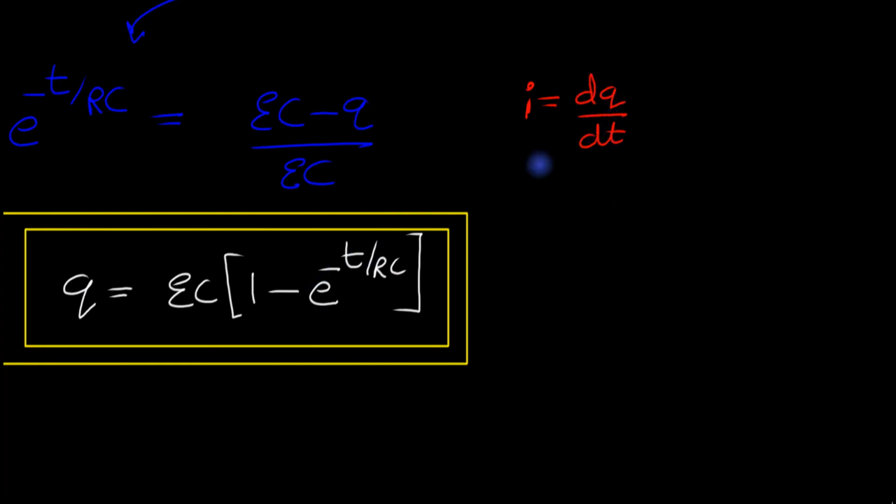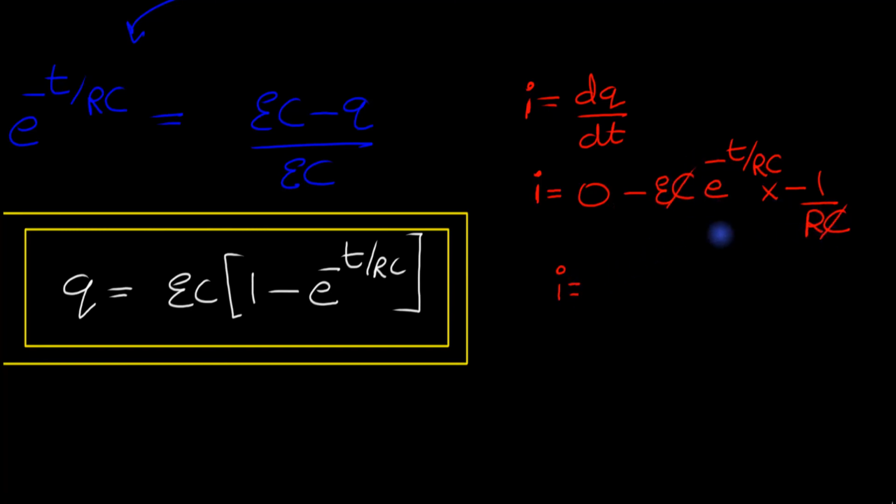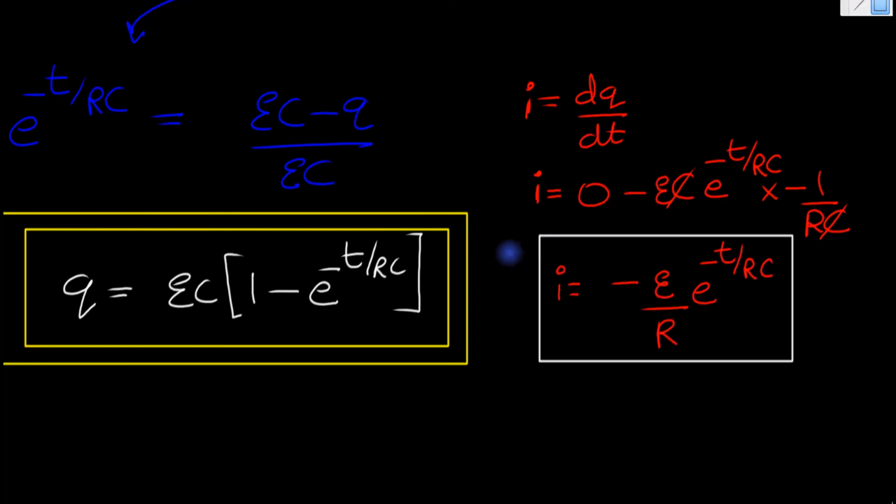And how do we differentiate that? The first part of the derivative is just going to be 0, because EC is a constant. Then minus the derivative of EC times e to the power minus t by RC is going to be EC times e to the power minus t by RC multiplied by the derivative of minus t by RC, which is just 1 by RC. So the current turns out to be, as C cancels out, minus E divided by R times e to the power minus t by RC. Ta-da! There we have it. It looks like another scary equation, which we're going to box in.